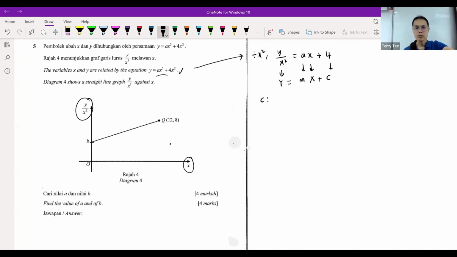I think the first thing to do is to compare your y-intercept. My y-intercept from the graph is b, my y-intercept from the equation is 4, so b is just 4. And if b is 4, this coordinate is (0, 4). Now let's compare our gradient. When you compare gradient, you get y2 minus y1 divided by x2 minus x1. 8 minus 4 divided by 12 minus 0. The result is your a. 8 minus 4 is 4. 4 divided by 12 is 1 over 3. My a is just 1 over 3.